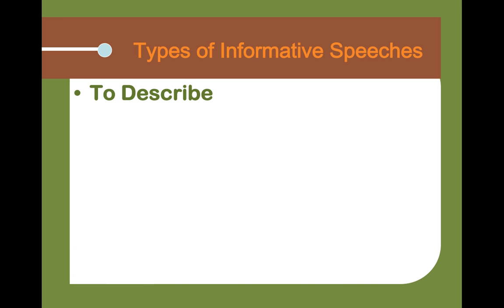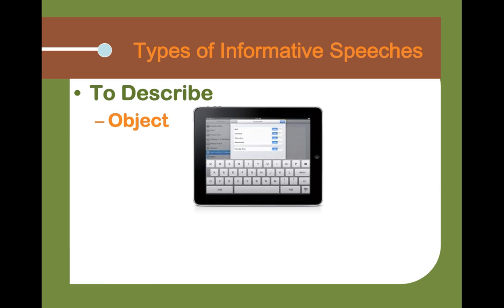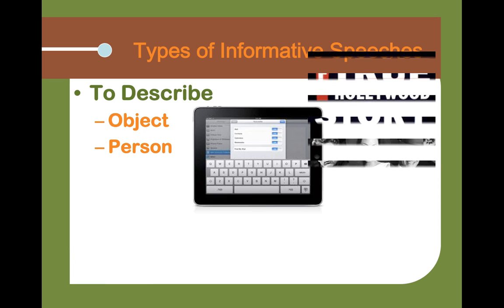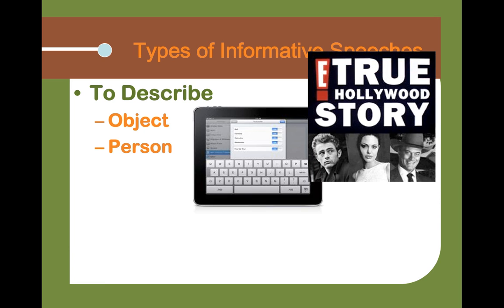All right, so types of informative speeches. The first type is to describe. So you can describe things like an object. For example, if you want to talk about a new technology such as the iPad, you could do something like that. You could talk about a person. E! True Hollywood Story does this all the time. They pick a celebrity and then give a speech about that celebrity, or rather an entire episode.